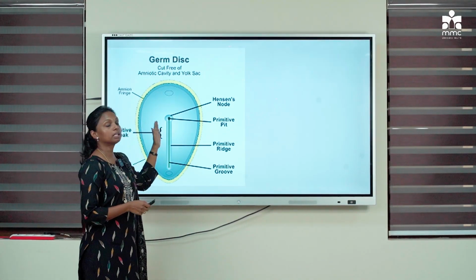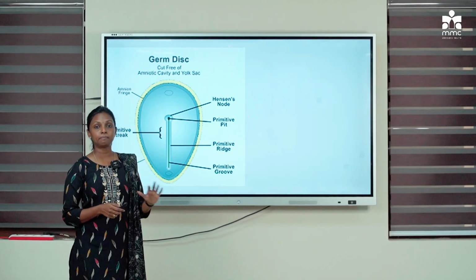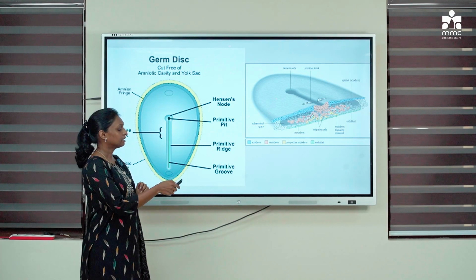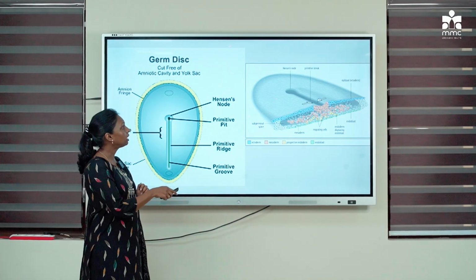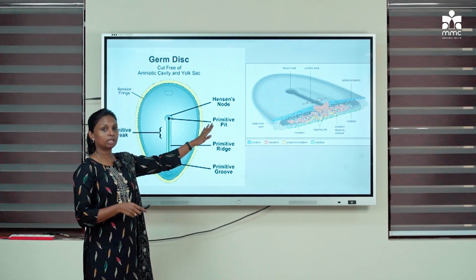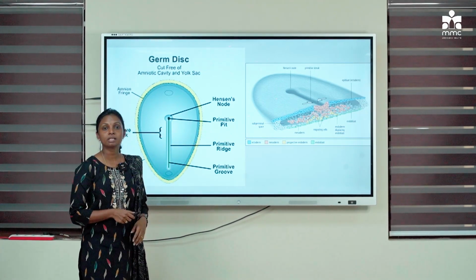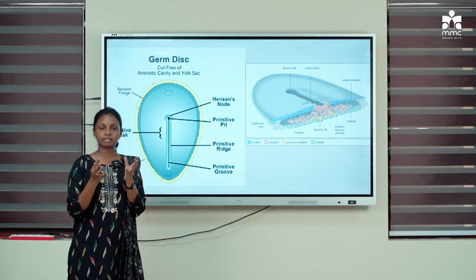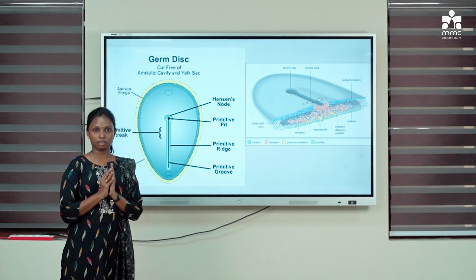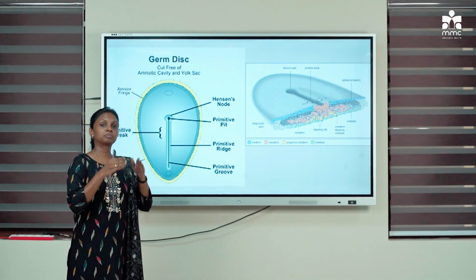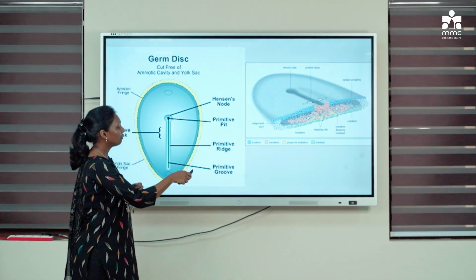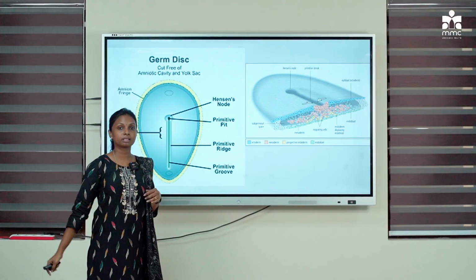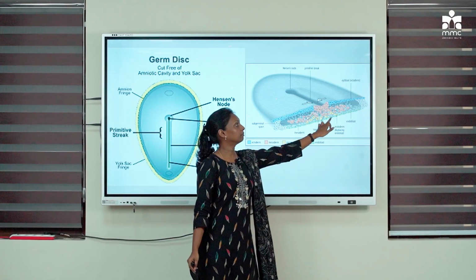Now what happens? This primitive streak appears in the epiblast layer. The epiblast cells from the caudal end of the embryonic disc start migrating through this primitive streak. As the cells migrate, the epiblastic cells become flask shaped. As these flask shaped cells start invaginating from the epiblast, they go and replace all the endodermal cells.